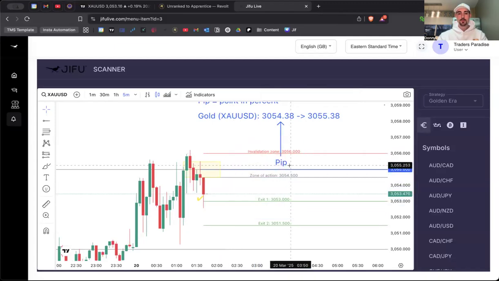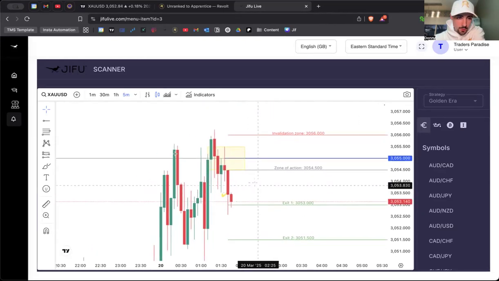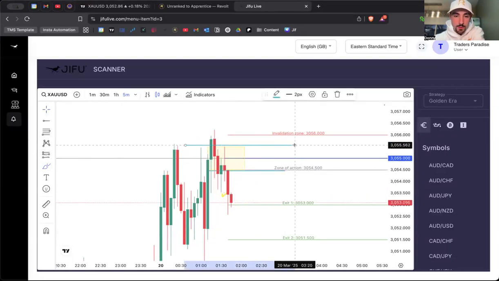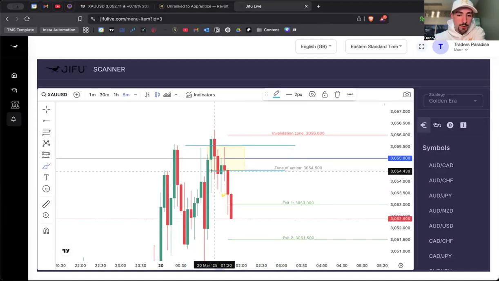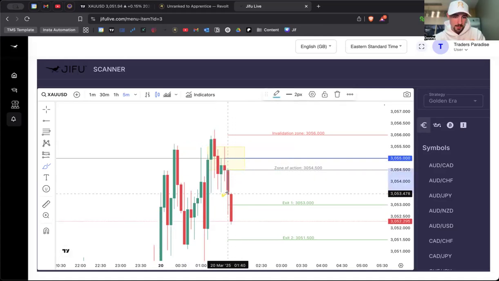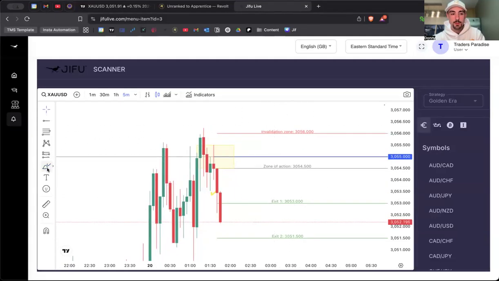Yep. So notice how the 5-minute candle just closed. We now have zone of action, invalidation zone, exit 1 and 2. Okay. So we want to wait for price because we closed below the golden zone. Initially, it was a gray zone. Then it turned golden when we had a candle closure beneath the zone. Now that we've seen a second candle closure beneath the zone, it's actually given us those entry parameters that we could look to take the trade from.